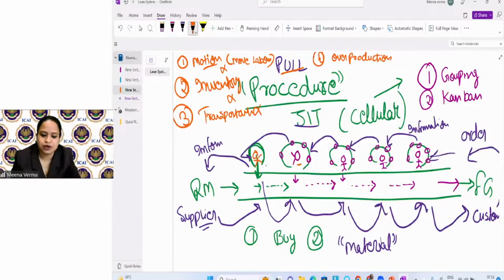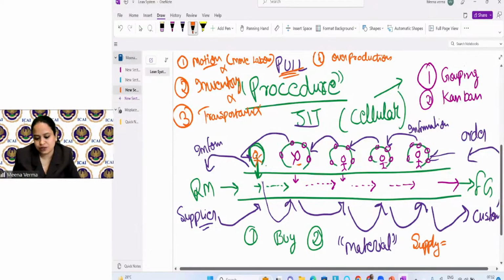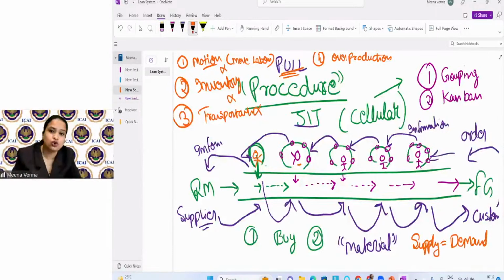Since we are producing the goods on a pull processing system, pull means that only when there is demand will we produce the goods. Unnecessarily, we will not produce the goods. So when you receive the demand, only then are you producing the goods. For that reason, supply will always be equal to demand. There will not be any condition where supply is more than demand. So there is no overproduction.